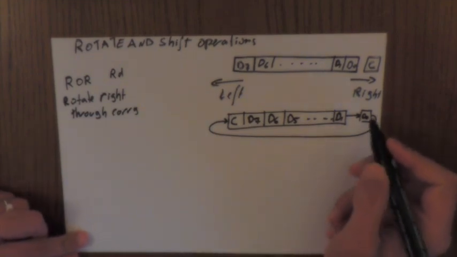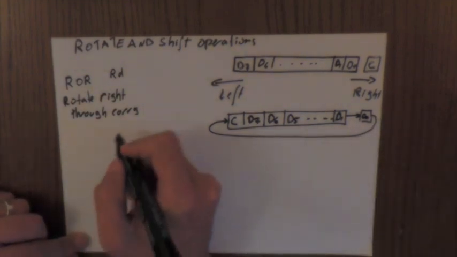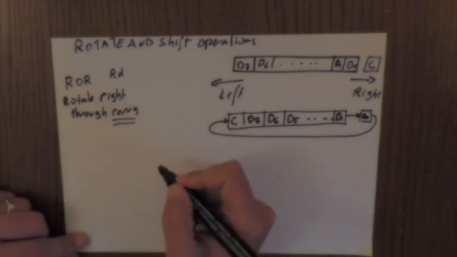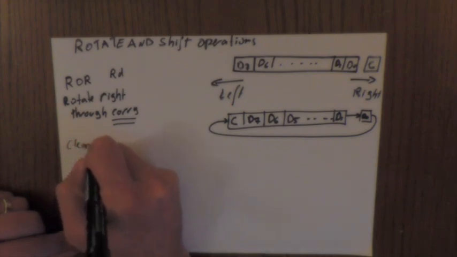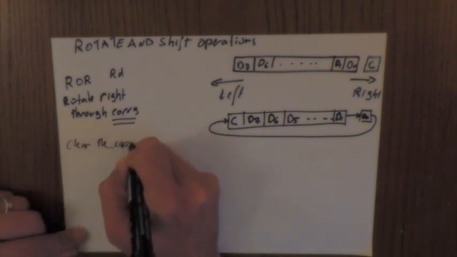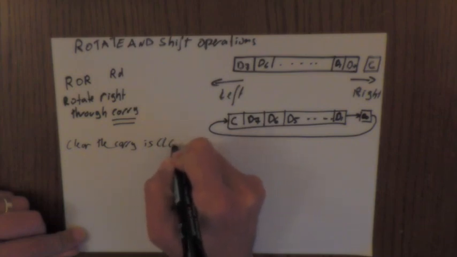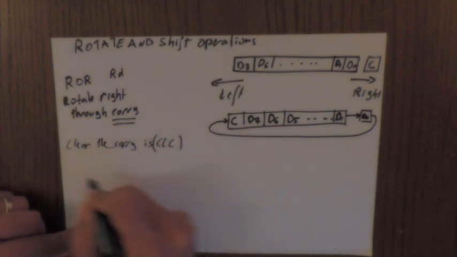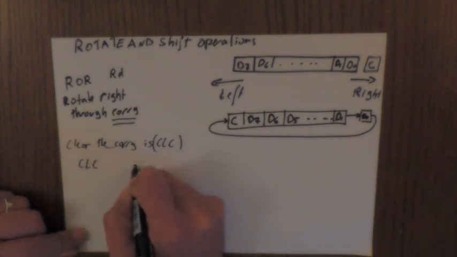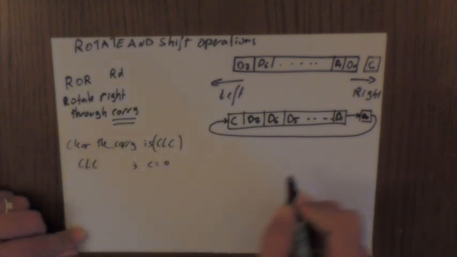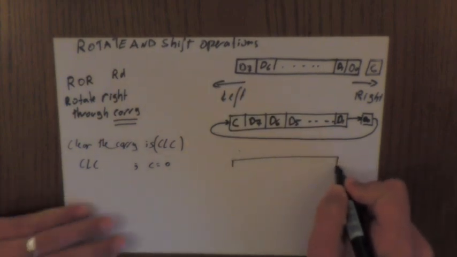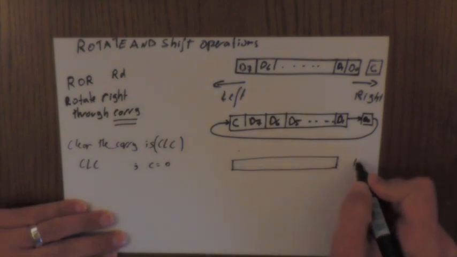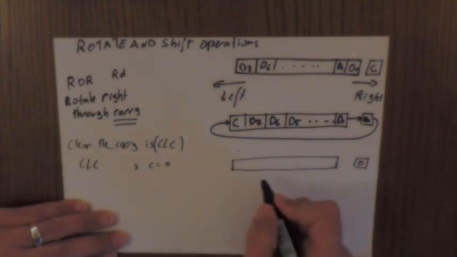Before doing a rotate instruction, we need to take care of carry. We need to clear it or set it. A nice instruction to clear the carry is CLC. When we write CLC with no operands, this means C is equal to 0. So initially, when we do this, carry is equal to 0 based on this instruction.